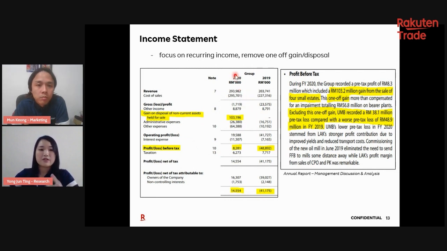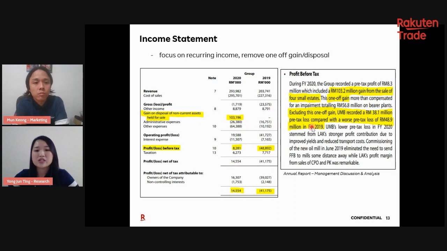And then in the annual report, financial year 2020, they managed to turn to profit from last year. It looks amazing, but if you just look at the breakdown of the income statement, they actually have a gain on the disposal of some of the assets. So this is something one-off, which you won't get from your daily activities. So you have to exclude this data to get the recurring income or core earnings of the company.